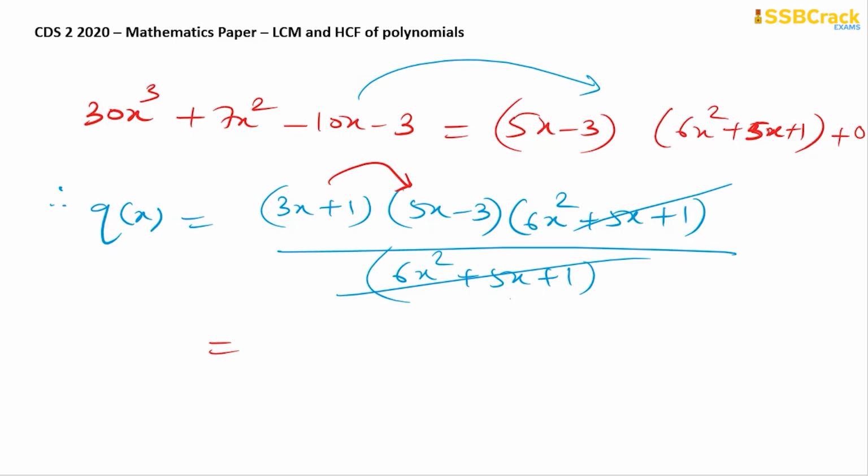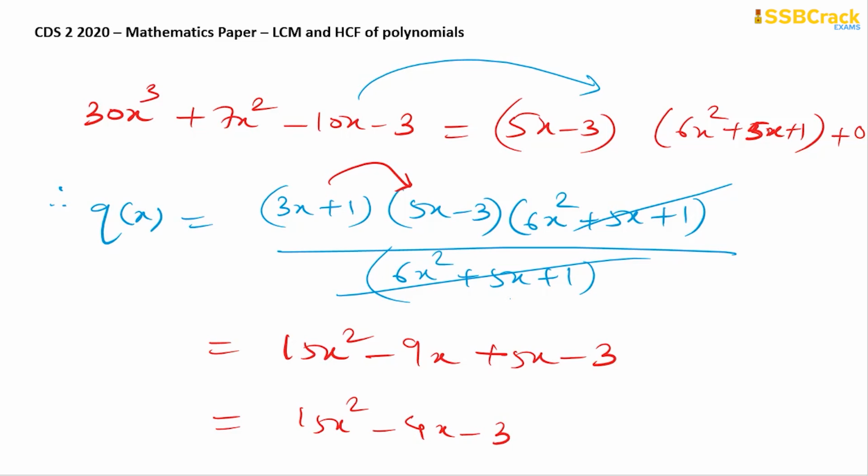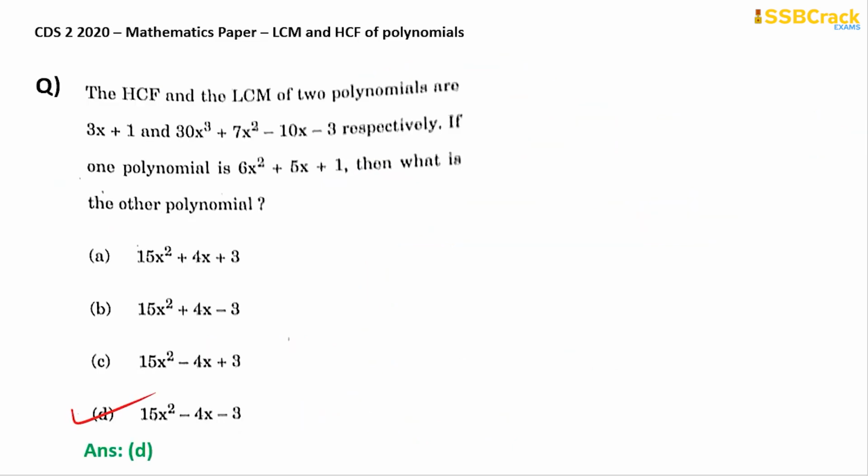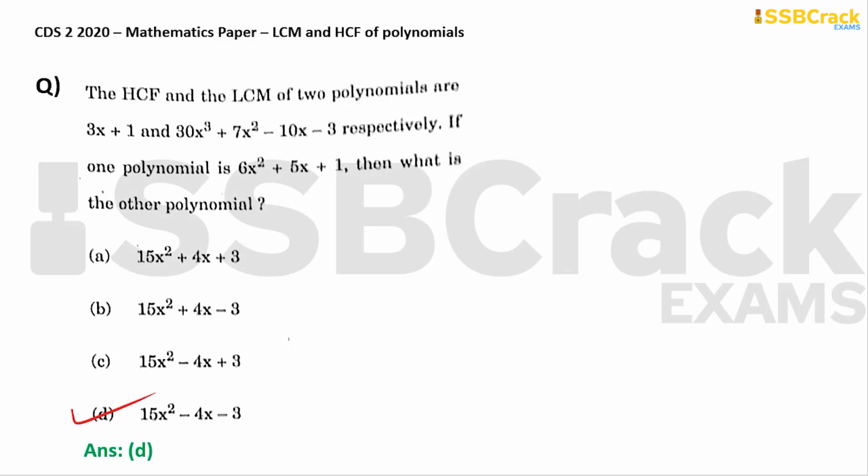So 3x into 5x is 15x², 3x into −3 is −9x, plus 1 into 5 is +5x, plus 1 into −3 is −3. What do we get? 15x² − 4x − 3. And hence the key for this question was option D. Alright, so a little time consuming maybe, but you have to be accurate in your solving to get the correct answers to questions based on LCM and HCF of polynomials.